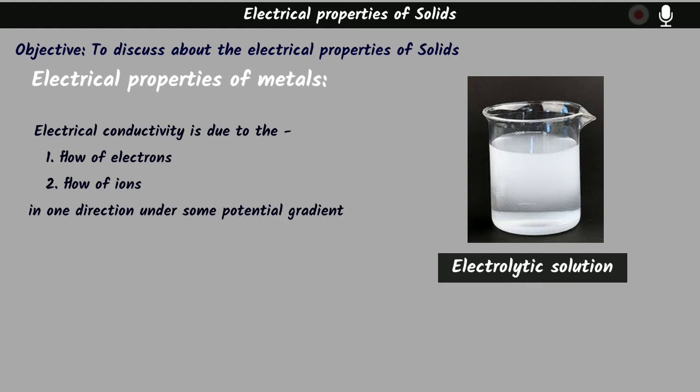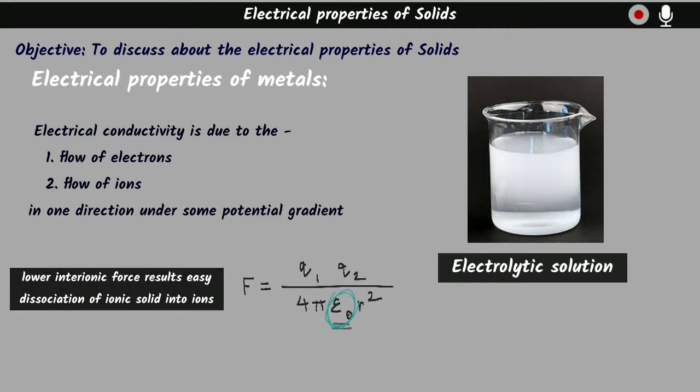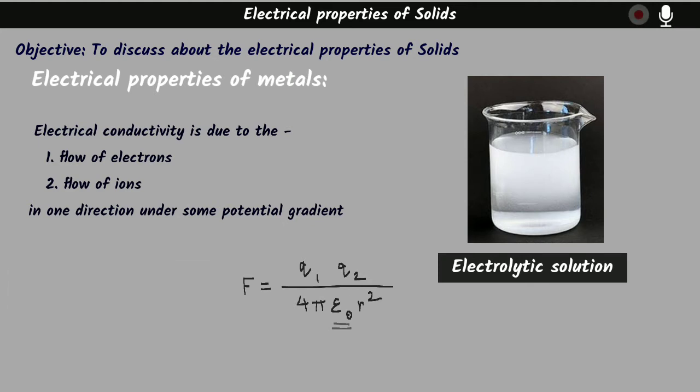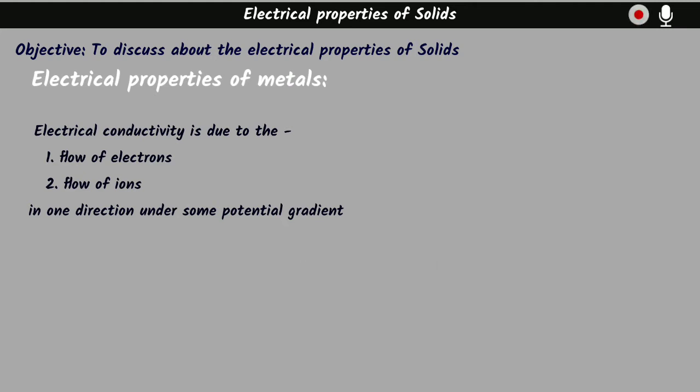Water is the solvent, and the solvent must have a higher dielectric constant, the epsilon value. In the case of water it is almost 80, so it can break the ionic bond between the ions and they dissociate into their ions. These dissociated ions can move freely in that electrolytic solution, which results in electrical conductivity. But in the case of metals, they don't have ions. The electrical conductivity is only due to the flow of electrons.